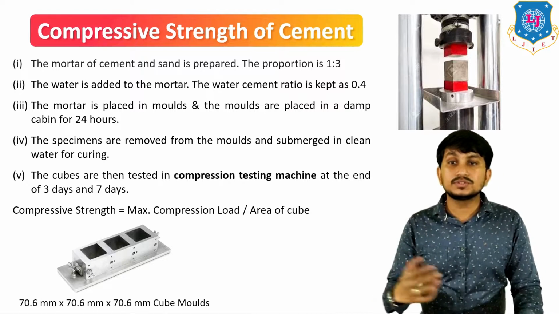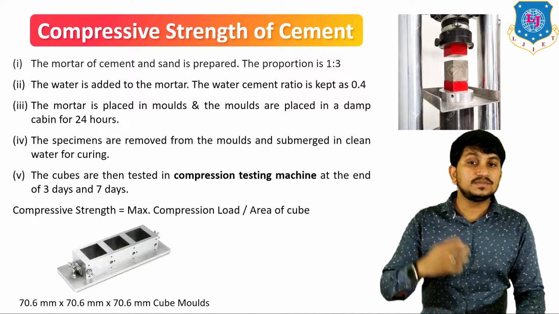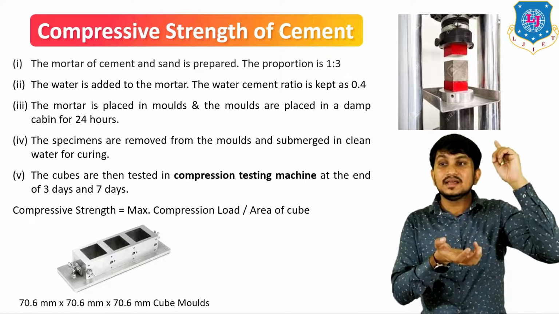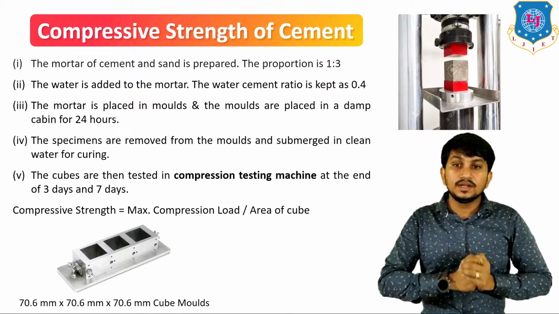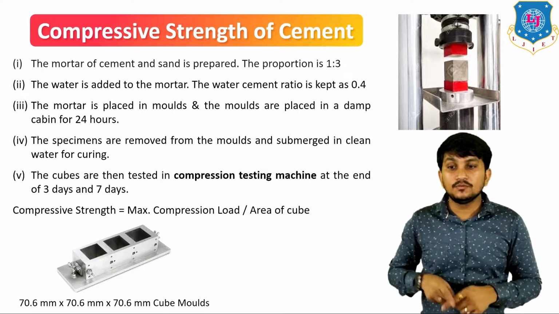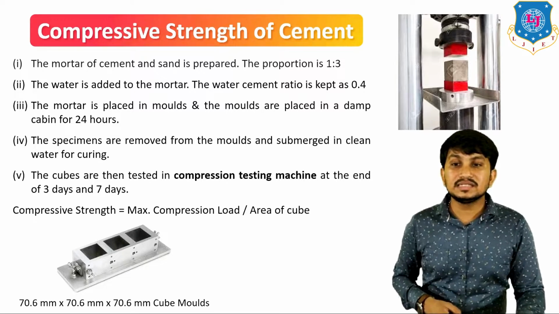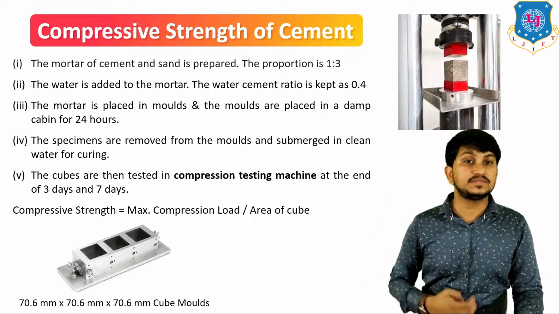The equation used for compressive strength of the cement is the maximum compression load, which is shown on this CTM, compression testing machine, divided by the area of the cube, which is 70.6 mm by 70.6 mm. This is how you can calculate the compressive strength of the cement.